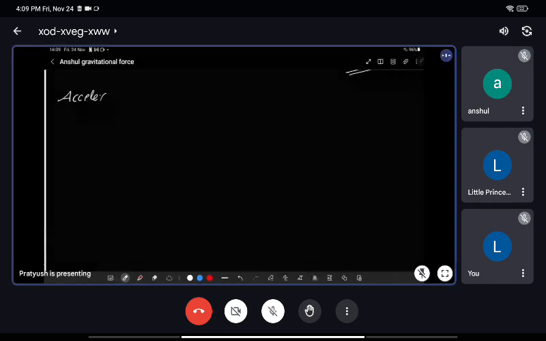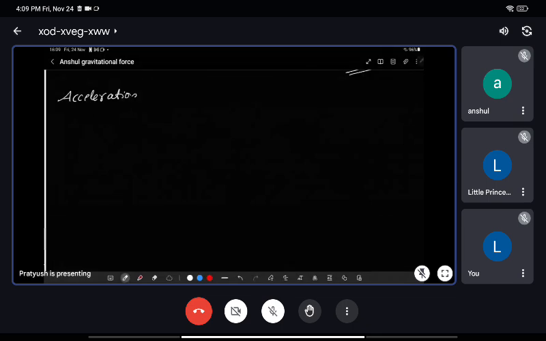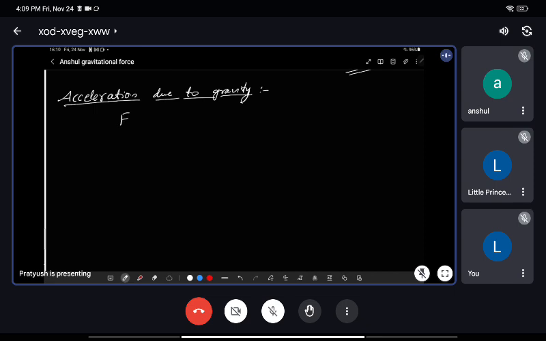Next is acceleration due to gravity. See, we know one thing. What do we know? That force due to gravity is mass into g. g is what? Acceleration due to gravity. And from Newton's law of gravitation, we know one more thing, that F = G m1 m2 upon r square.